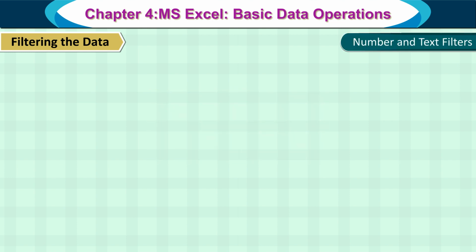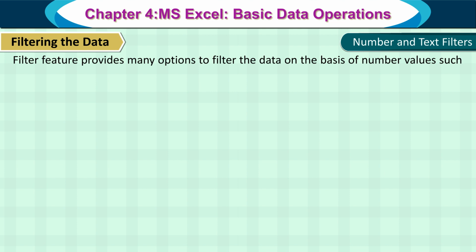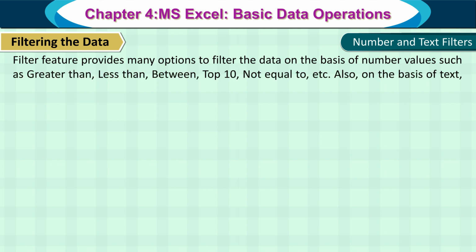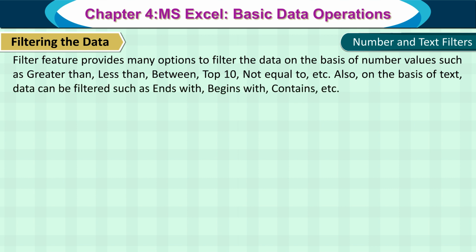Number and text filters. Filter feature provides many options to filter the data on the basis of number values such as greater than, less than, between, top 10, not equal to, etc. Also, on the basis of text, data can be filtered such as ends with, begins with, contains, etc.